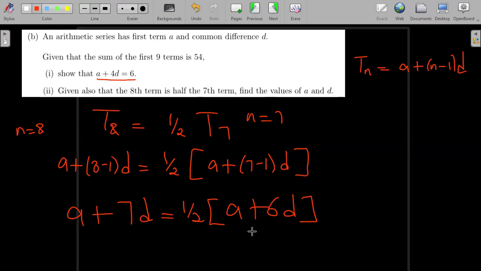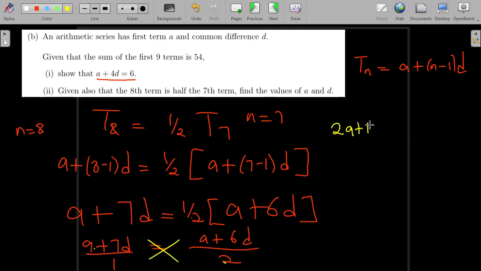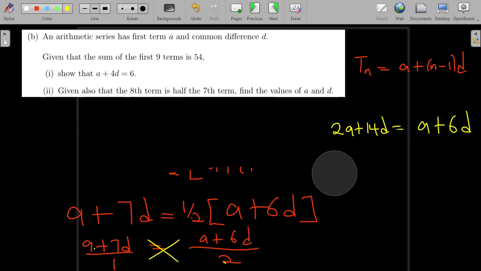And then for us to find the values of a and d, we're going to solve them simultaneously. Okay. So from there, what are we going to do? We can say this is a plus 7d is equal to. So half multiplied by this is the same as dividing this expression by 2. And then we can cross multiply from here. So 2 multiplied by this, we're going to get 2a plus 14d is equal to, and then here on my right, I'm going to have a plus 6d.